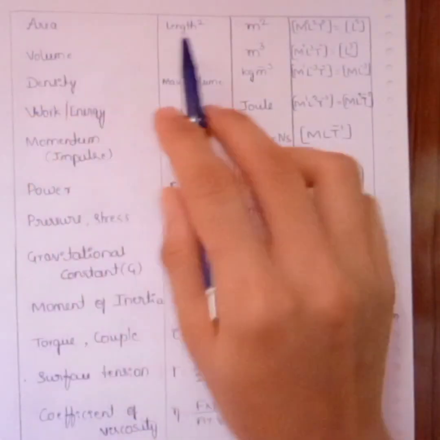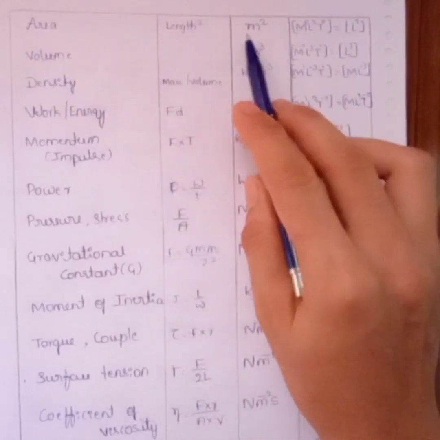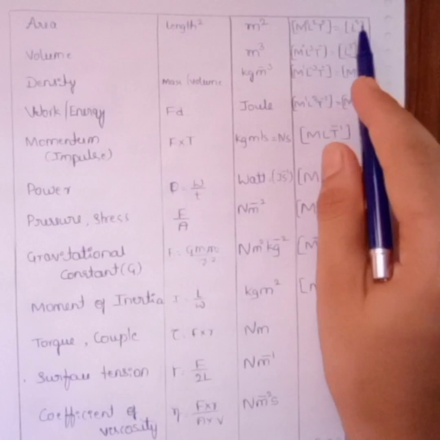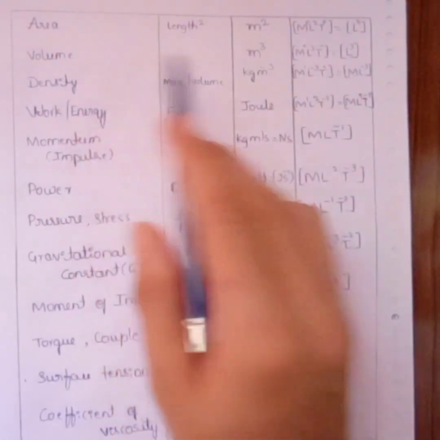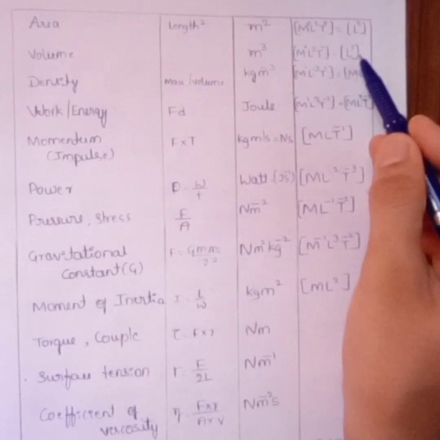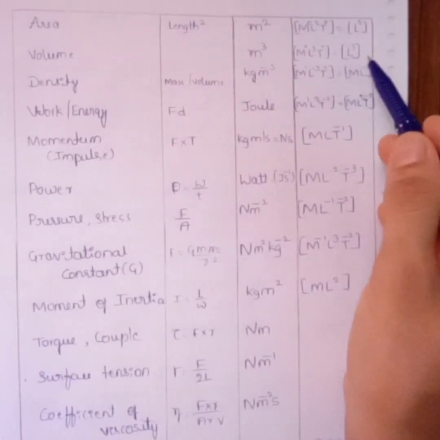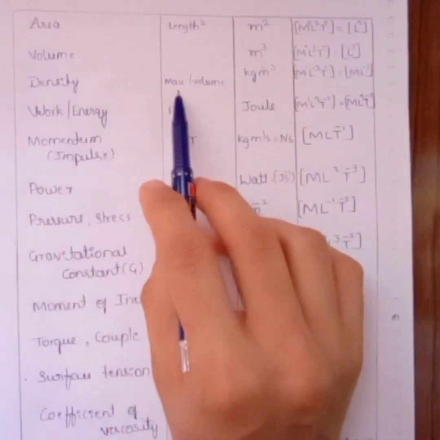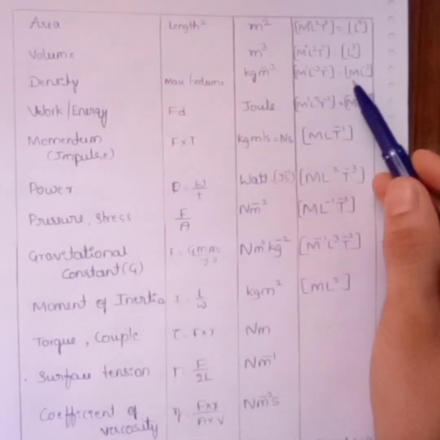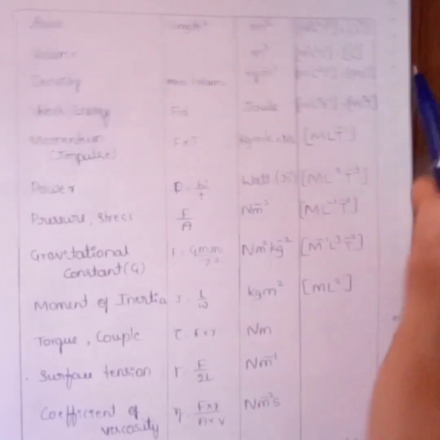Next, area is equal to length square, it is in meter square. We will get dimensional equation as L square. Volume L cube, that one is meter cube. Finally, we will get dimensional equation as L cube. For density, that one is mass divided by volume. Dimensional formula for density is ML minus 3.